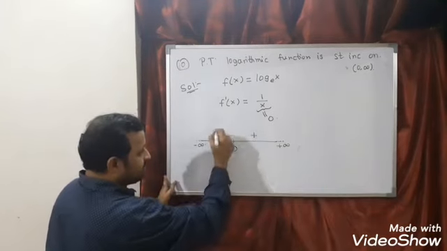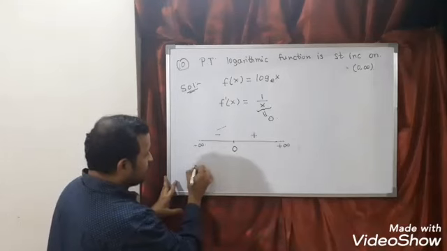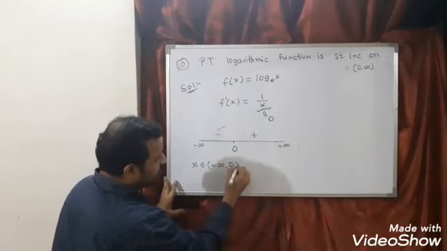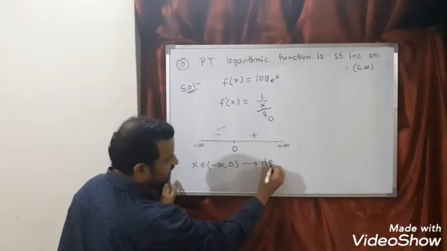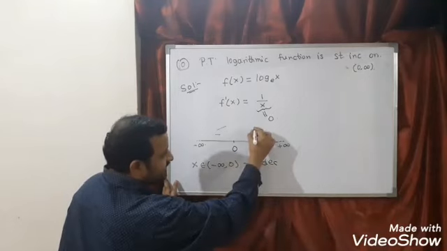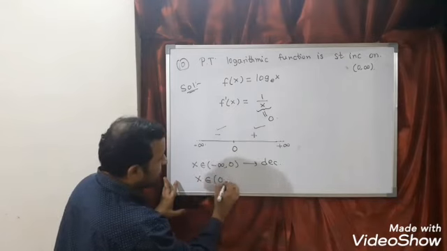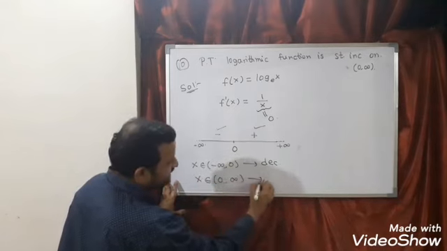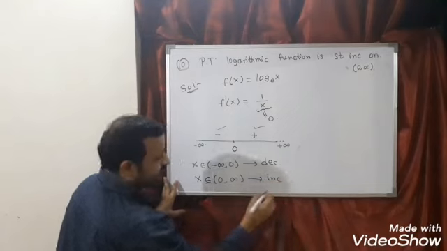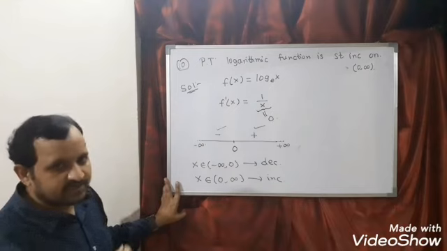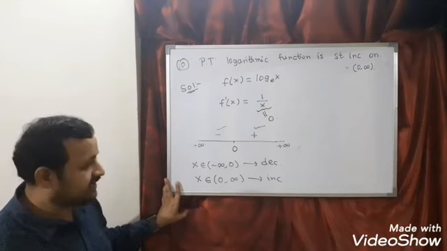So what you will say? Minus sign. So x belongs to minus infinity to 0. This is interval of decreasing. Plus sign represents what? Increasing. So x belongs to 0 to infinity. This is nothing but interval of increasing. But one mistake I did here. Can you identify the mistake?